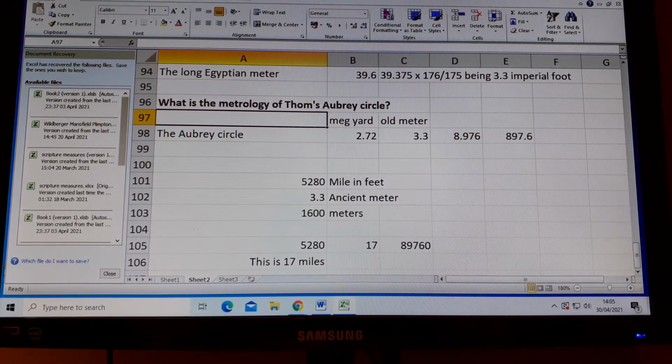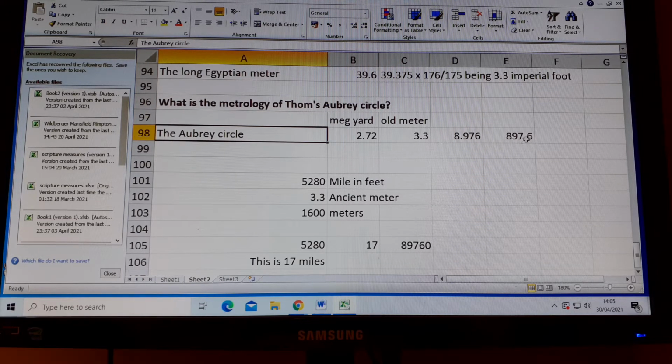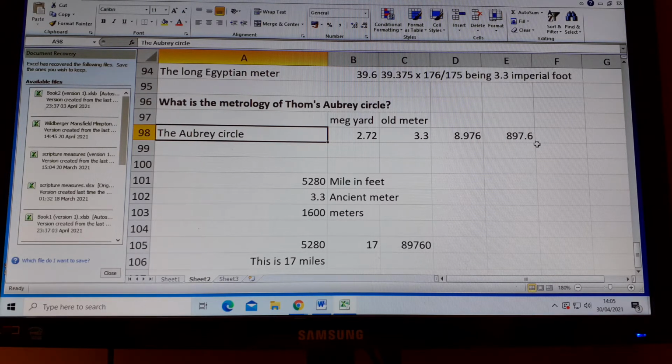Dave Kenworthy here again. Just got time to show you the metrology of the Aubrey circle. What is the metrology of Tom's Aubrey circle? Well, the Aubrey circle, Tom tells us, is 897.6 feet. And that is the megalithic yard, 2.72 feet, times the old meter, which is 3.3 feet, and that gives 8.976 feet. So we multiply it by 100 to get 897.6.